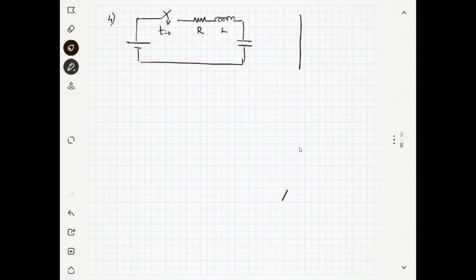What will be the response of this circuit? Its response is something so simple. It will show different types of response according to the values of R, L, and C. But generally we can say the response will be, what will be the response?